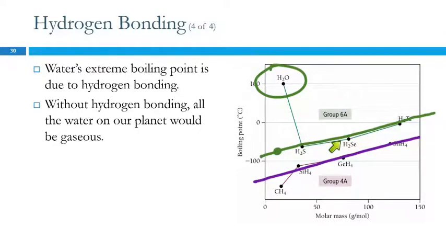The group 6A compounds are all polar, and that's why their boiling points are higher than the group 4A, which are pretty non-polar. But what's happening here with water is that water has hydrogen bonding. None of these other compounds fits the FON, bonded to hydrogen, except for water. Because water has hydrogen bonding, it has much stronger forces holding it together, and so its boiling point is much, much higher than the rest of these. If it weren't for hydrogen bonding, there would be no liquid water on Earth and there would be no life.